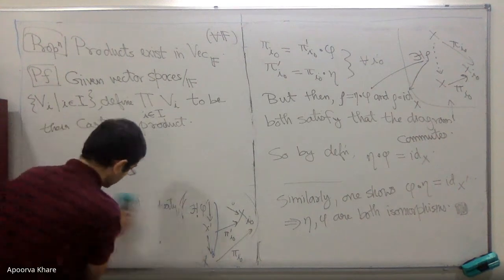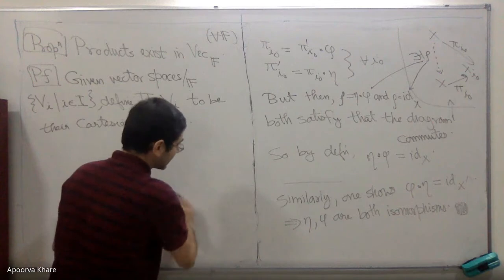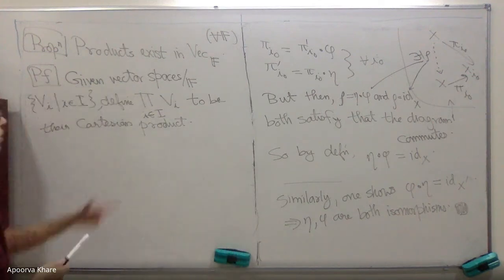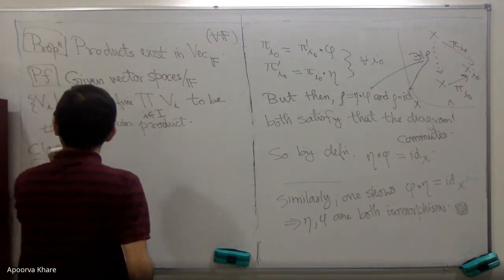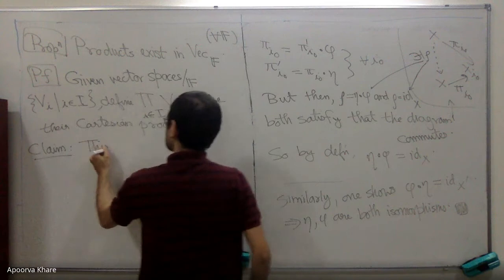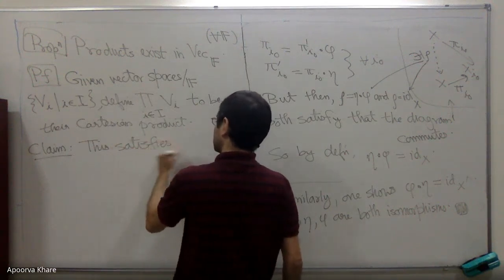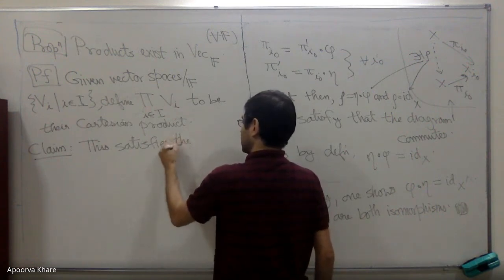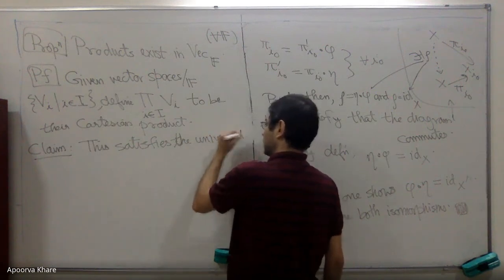So, okay, let's do that. Given vector spaces, so given any other vector space, first of all, is there a map? Okay, the claim is this is the product. This satisfies the universal property that defines the product, the universal property of a product.